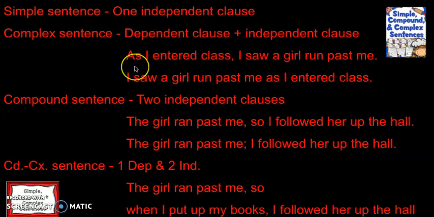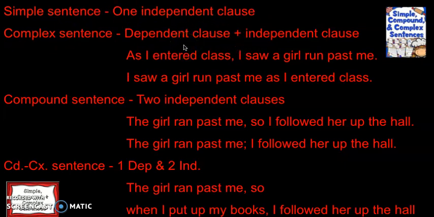It starts with a word like as, which is a subordinating conjunction. You need more than just as I entered class. Of course, you can add an independent clause to have it make sense. As I entered class, I saw a girl run past me. That is an independent clause at the end. That is a dependent clause at the beginning. That's a complex sentence. That's when you have an independent and a dependent clause.